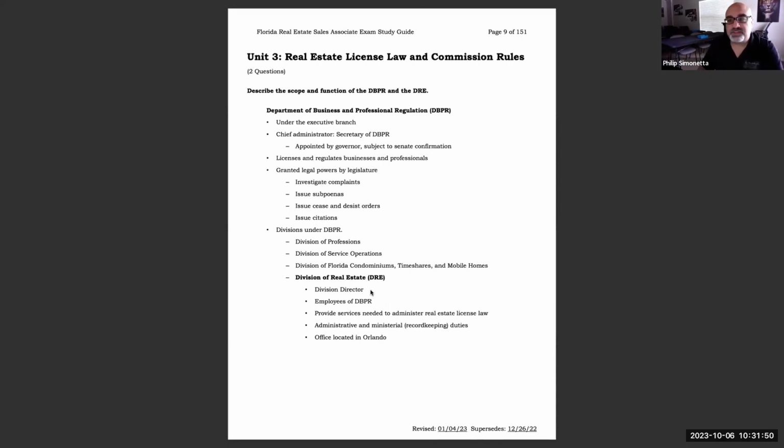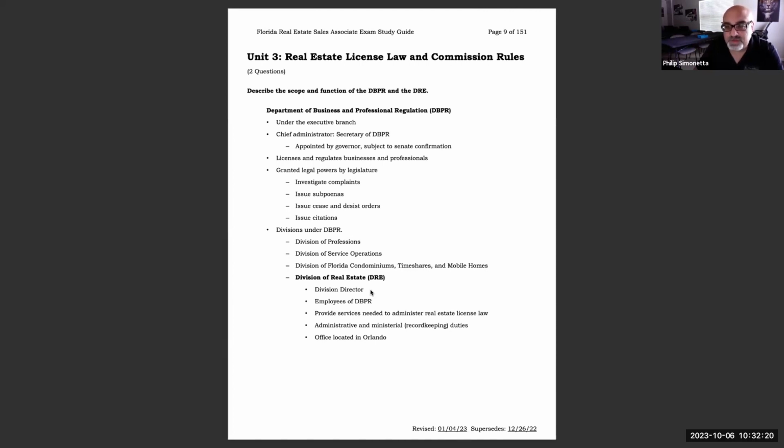Now I want to go into section 3. Okay, section 3 has 2% of the questions on the state exam. So you'll have 2 out of 100. And unit 3 is about real estate license law and commission rules. Okay, so the first thing you want to be able to identify and understand is how to describe the scope and function of the DBPR and the DRE.